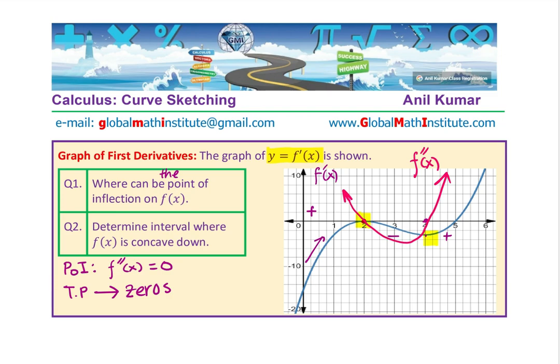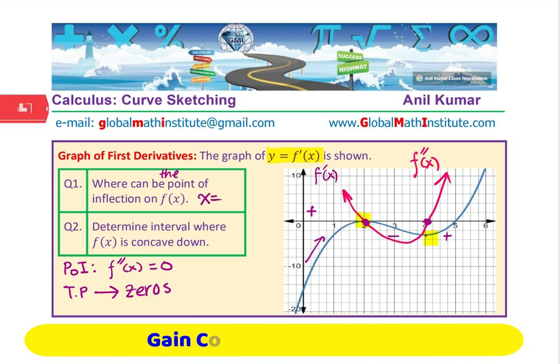And clearly, from this graph, we do have 2 zeros. So at these 2 zeros, we will have points of inflection. Perfect. So these are at x equals 2 and 4. You get the idea? So these are the 2 points, the turning points on f prime x, which result in points of inflection.